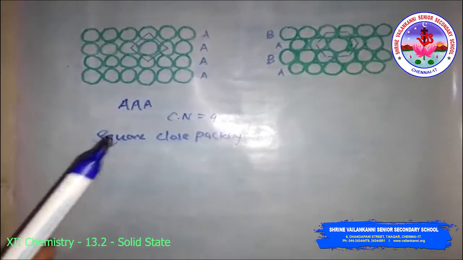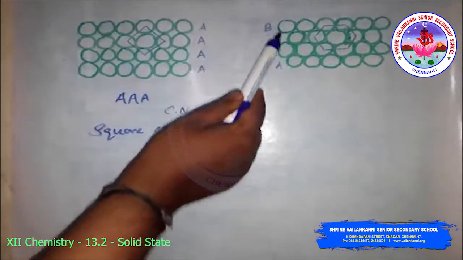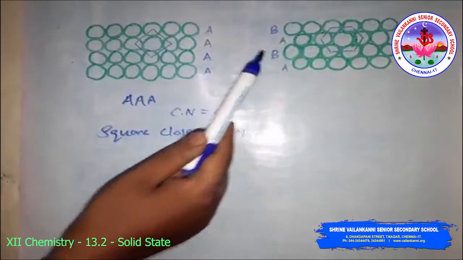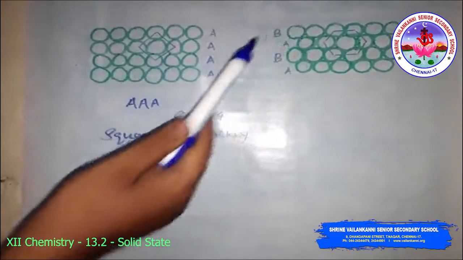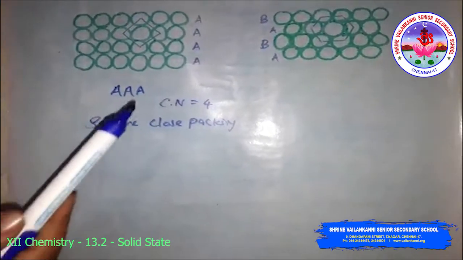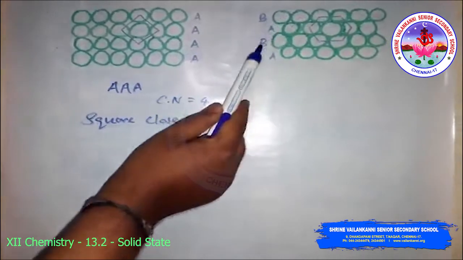So when the third row is placed in the adjacent row, look at this. The third row is marked here the same as the first row. So this is the staggered manner. So this also belongs to this type, so that this will be B.